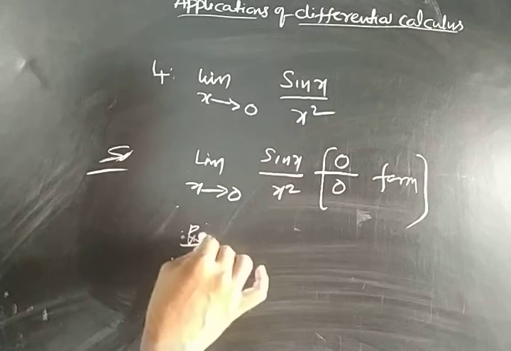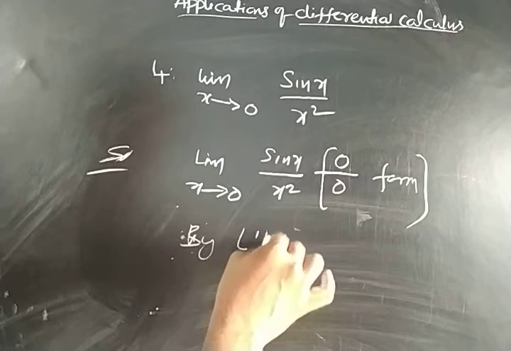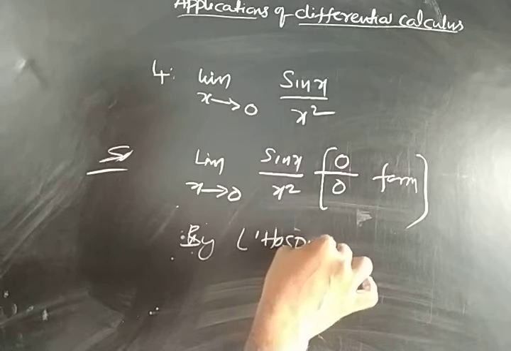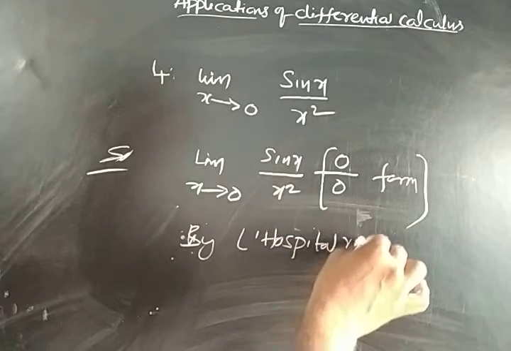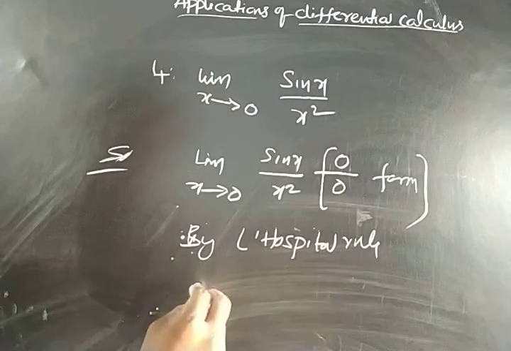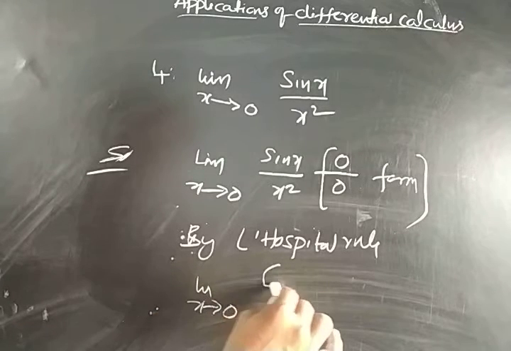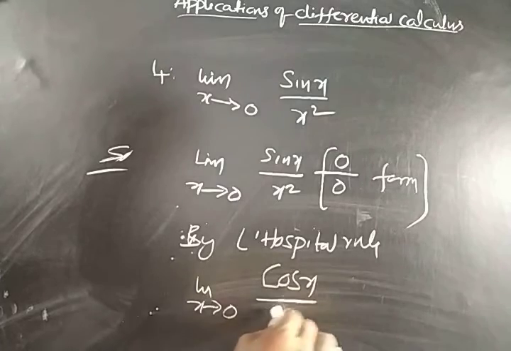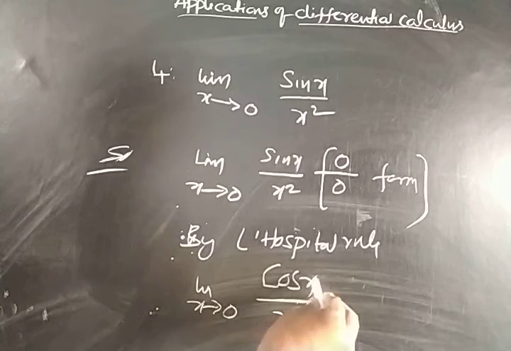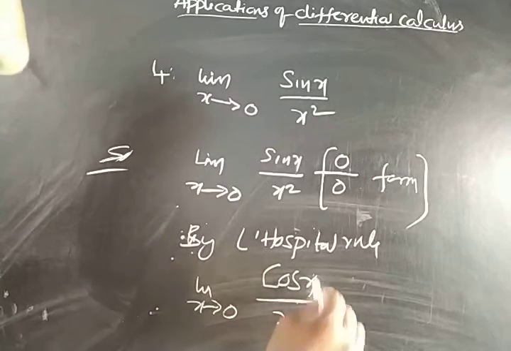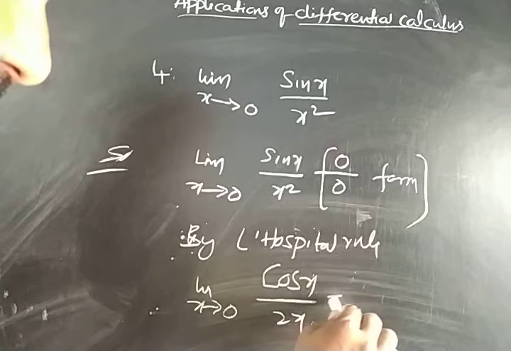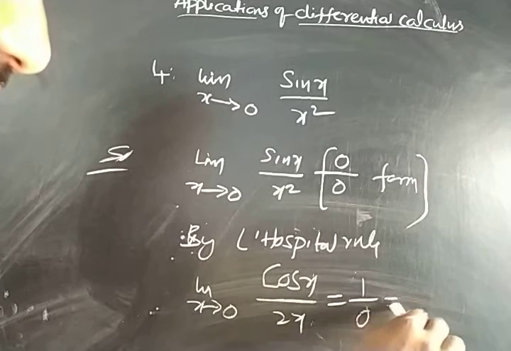Suppose I am using L'Hospital rule. By L'Hospital rule, limit x tends to 0, first derivative, sin derivative is cos x by 2x. By substituting 0, 1 by 0. Here you are getting 1 by 0, not an indeterminate form. 1 by 0 is infinity.